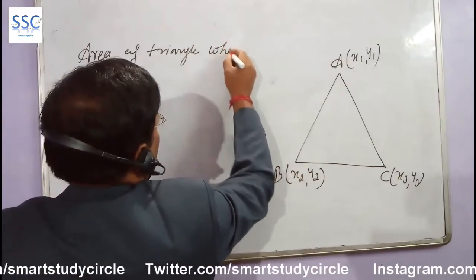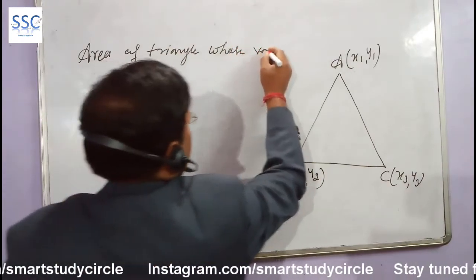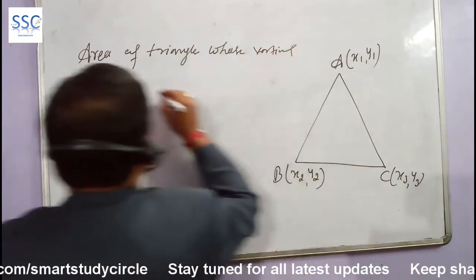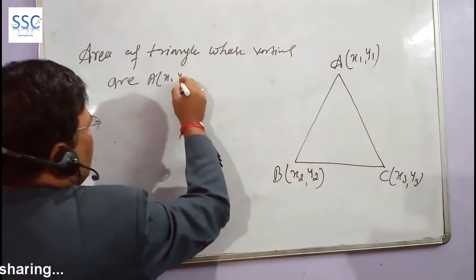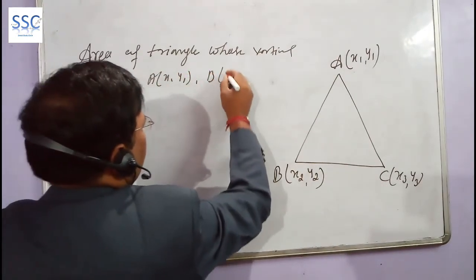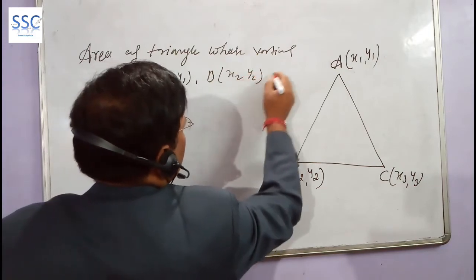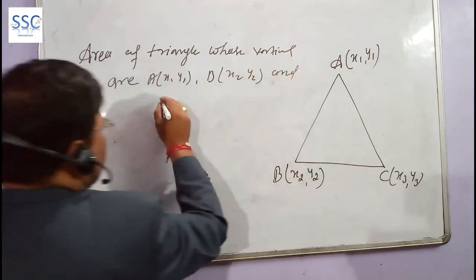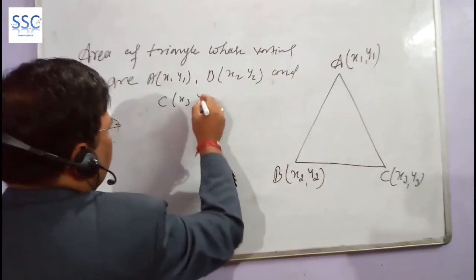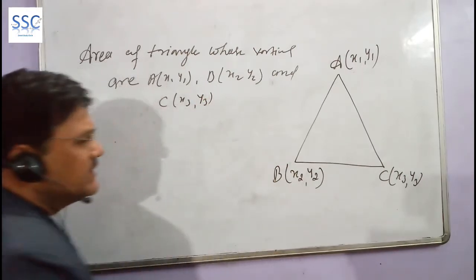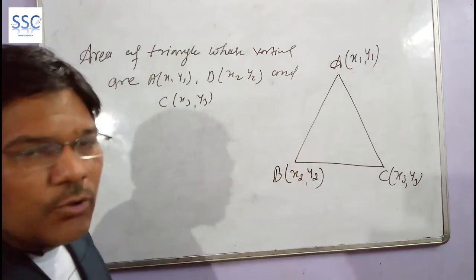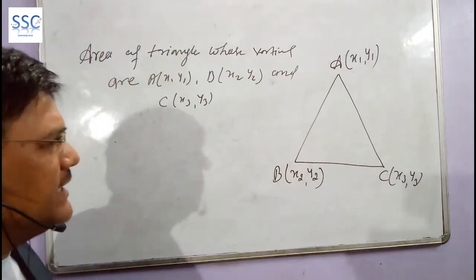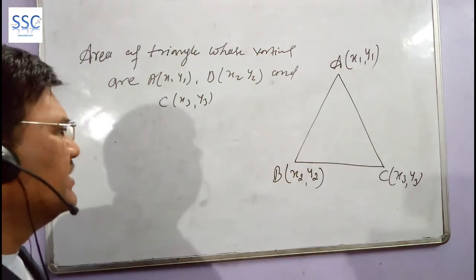Whose vertices are A (x1, y1), B (x2, y2) and C (x3, y3). We are discussing only a formula. In part 2, we have some numerical questions for your SA II examination. Here is a revision of all the formulas from this chapter.